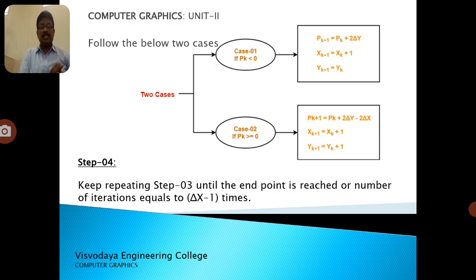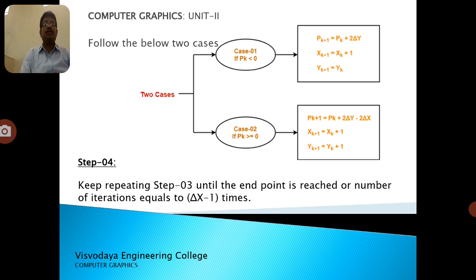So this is the major difference between Bresenham's algorithm and the DDA line drawing algorithm. Here, based on the derived decision parameter value pk, we can calculate not only the next coordinates, we also calculate the next decision parameter. That's why it is better than the DDA algorithm.